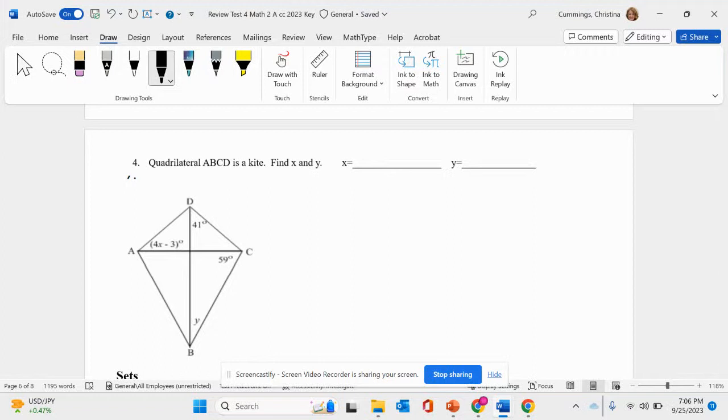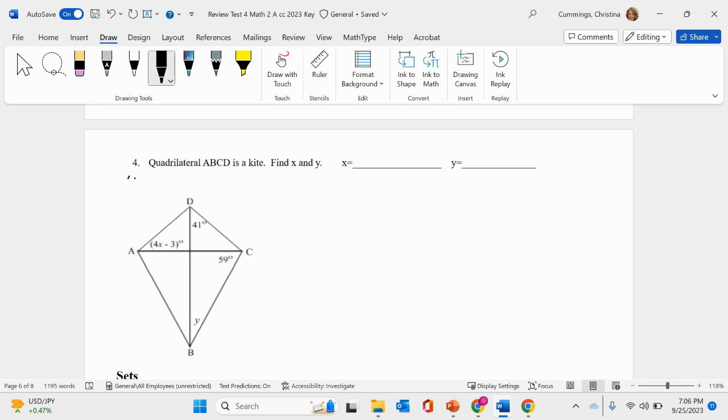Okay, guys, hi. This is part three of the test for review screencast. I'm on page six, and you'll see at the top of page six, this is a kite question review. So you can see that quadrilateral ABCD is a kite, right? And they're asking you to find both X and Y. So let's see what we can do with this.